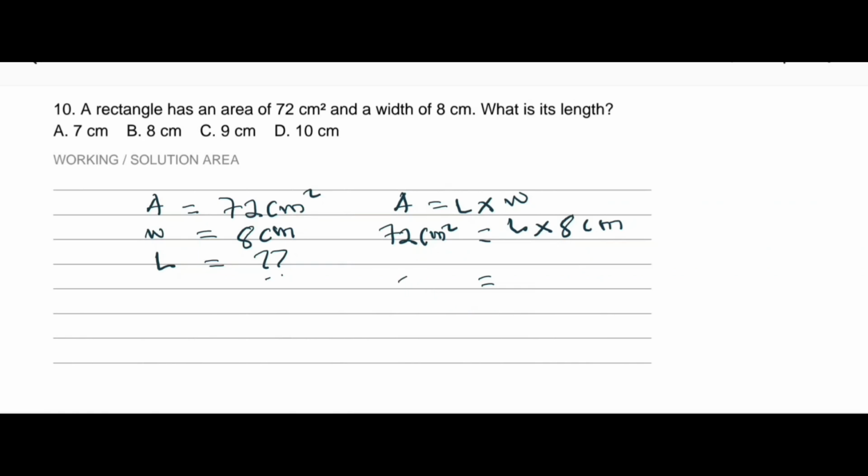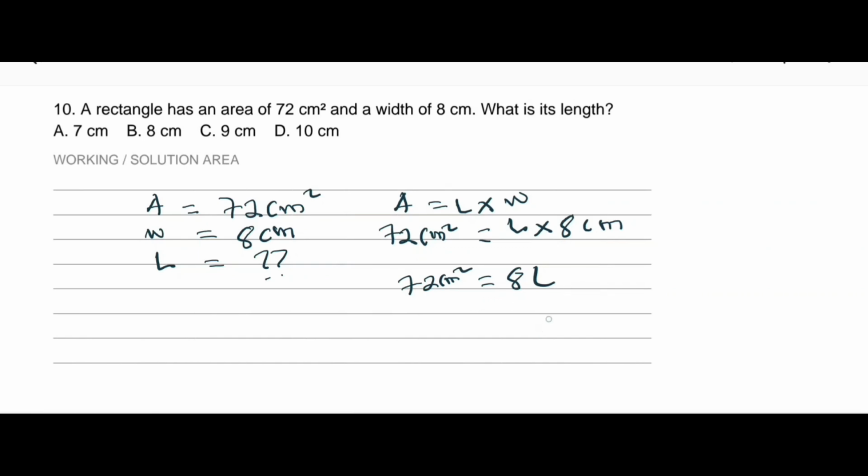So this one will now become 72 centimeters squared is equal to 8L. When you multiply a number and a letter, we write them together. Do you remember I said that yesterday? When you have a number and a letter, when you multiply them, you write them together. So over here, L times 8 will become 8L. Do you understand? So 72 centimeters squared is equal to 8L.